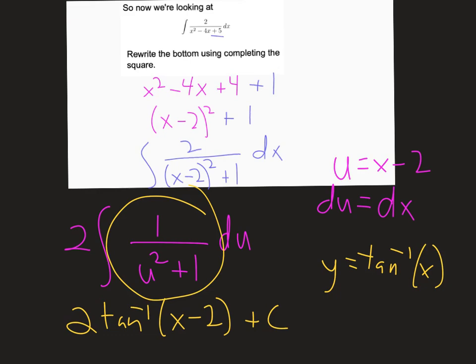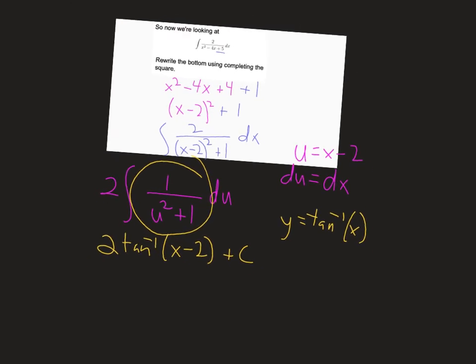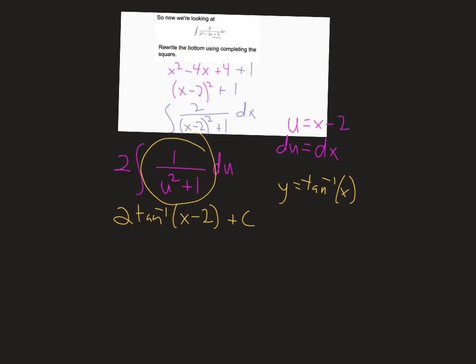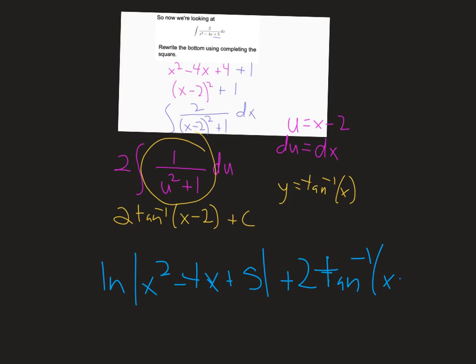So the final answer is the natural log of x squared minus 4x plus 5 plus 2 times the inverse tangent of x minus 2 plus c. Whew. That was crazy and wacky. You could take the derivative there and see if it works, but I bet it does.